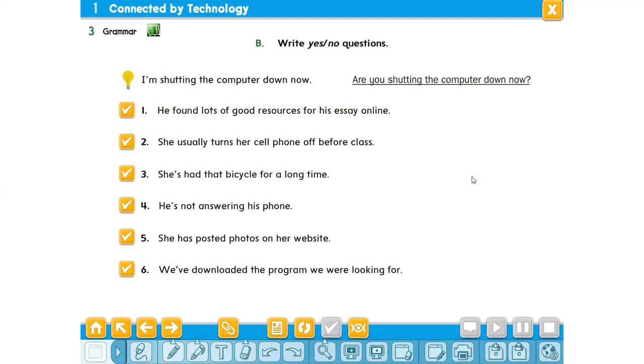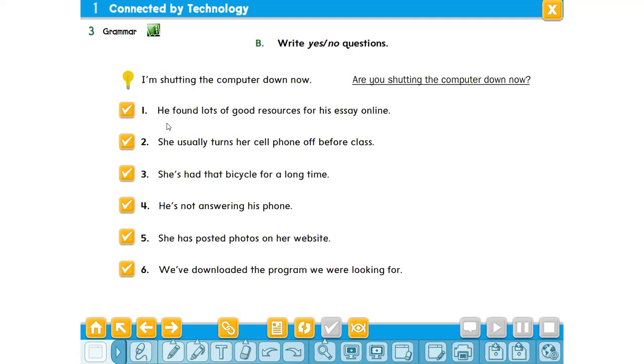Okay, let's start with Sultan. Yes, Sultan, number 1, or 2, or 3, as you like, no problem. He found lots of good resources for his easy online. Okay. Does he found lots of resources? Why does? Wait. Why does? Because we have he. Wait, ya Sultan.